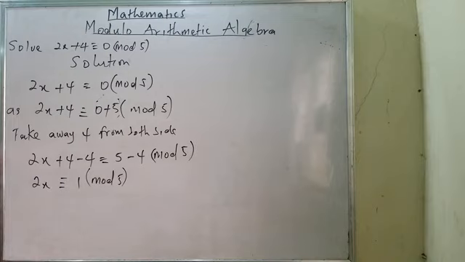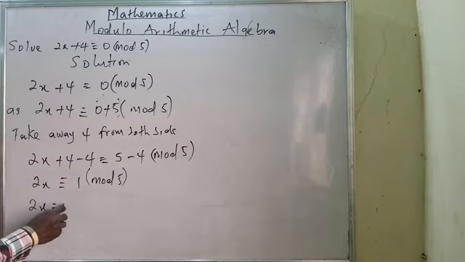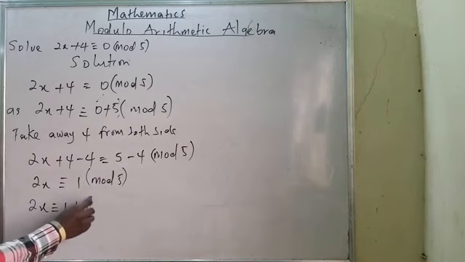What I'll just do is multiply the coefficient of x. I'm thinking of what to do. Okay, now if I decide to take a step, I have it in the form of 2x equivalent to 1 plus 5 mod 5.